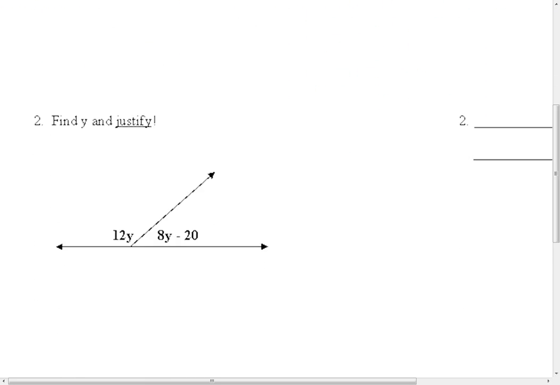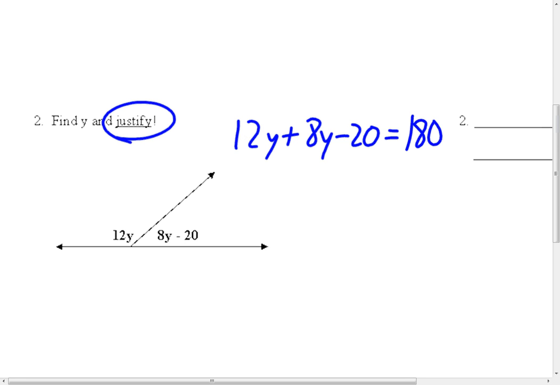Find y and justify. Raise your hand if you have an explanation and an answer for number 2. Kevin? Added them both together because they're supplementary angles. You added them both together. And what did you make your equation equal to? 180. And what was your justification for doing that?